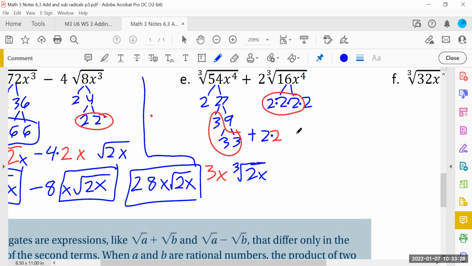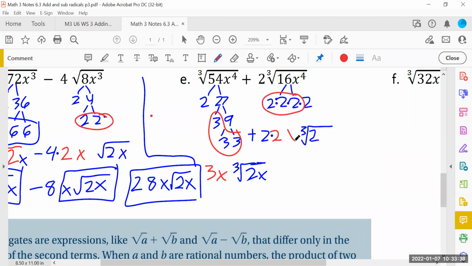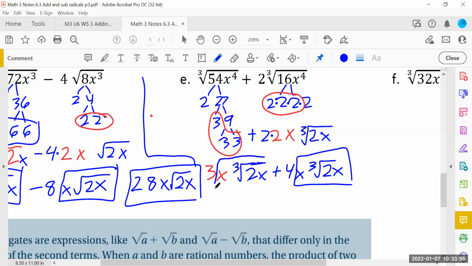Cube root. Wait, before I put that, let's go ahead and get space for the x that I know is going to come out. So cube root of the 2 that was left over. I have 4 x's. That means 1 comes out. 1 stays inside. So I now have 2 times 2 is 4x cube root of 2x. Both of them are x cube root of 2x.